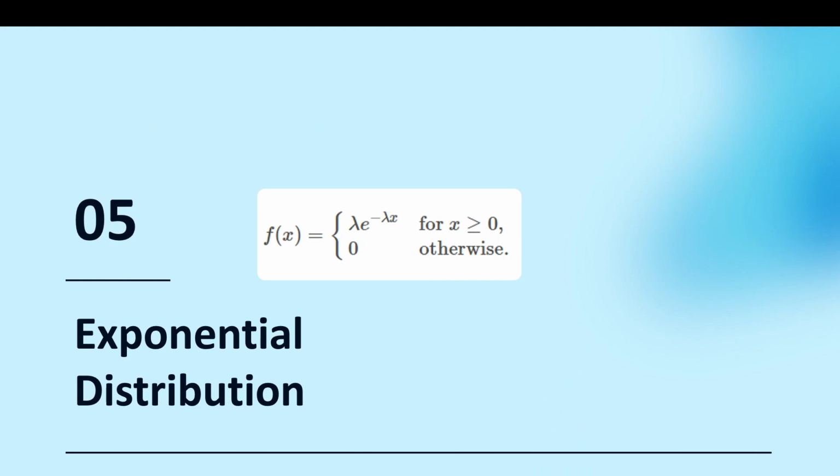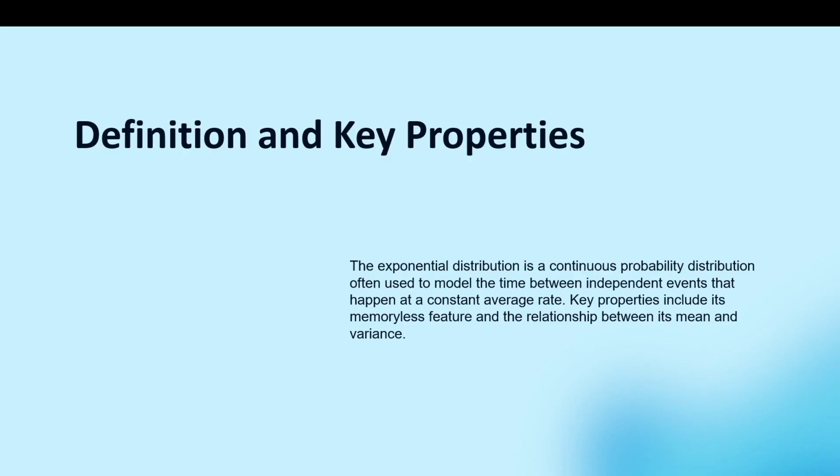And now let's talk about exponential distribution. Exponential distribution models time between events, such as machine failures. The key property of exponential distributions is that they are memoryless, which basically means that the next event's timing doesn't depend on past events. For example, if a machine fails every 5 years on average, the probability it fails in the next year is the same, no matter how old it is.